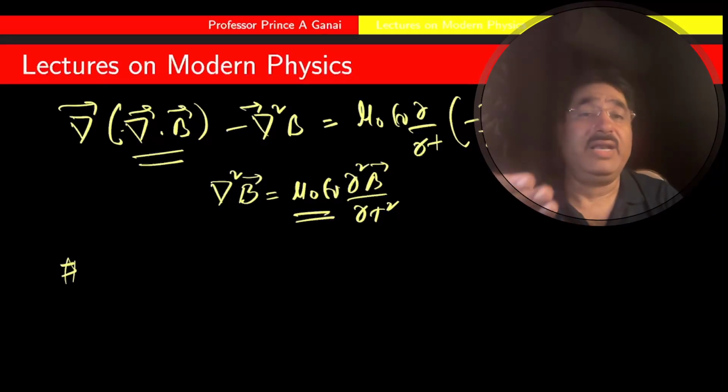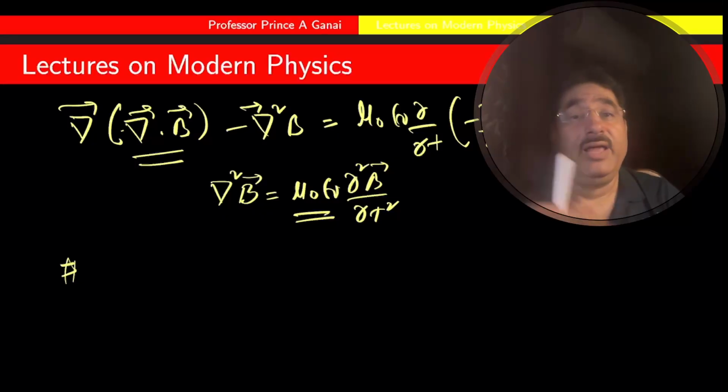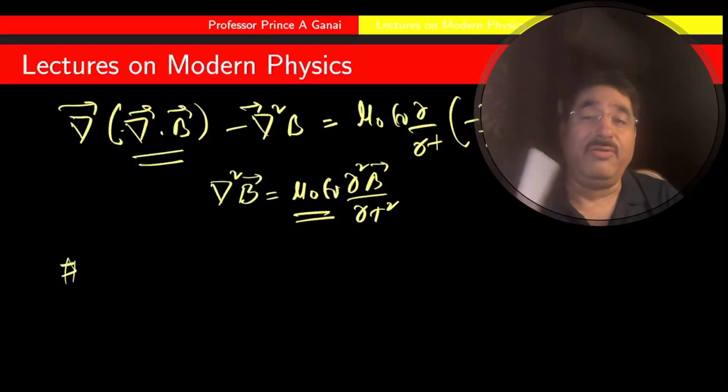And in our next lecture, we'll talk about the conservation of energy and momentum of electromagnetic waves, and that would finish our module 1. Then we'll move to the next module, which is the special theory of relativity.